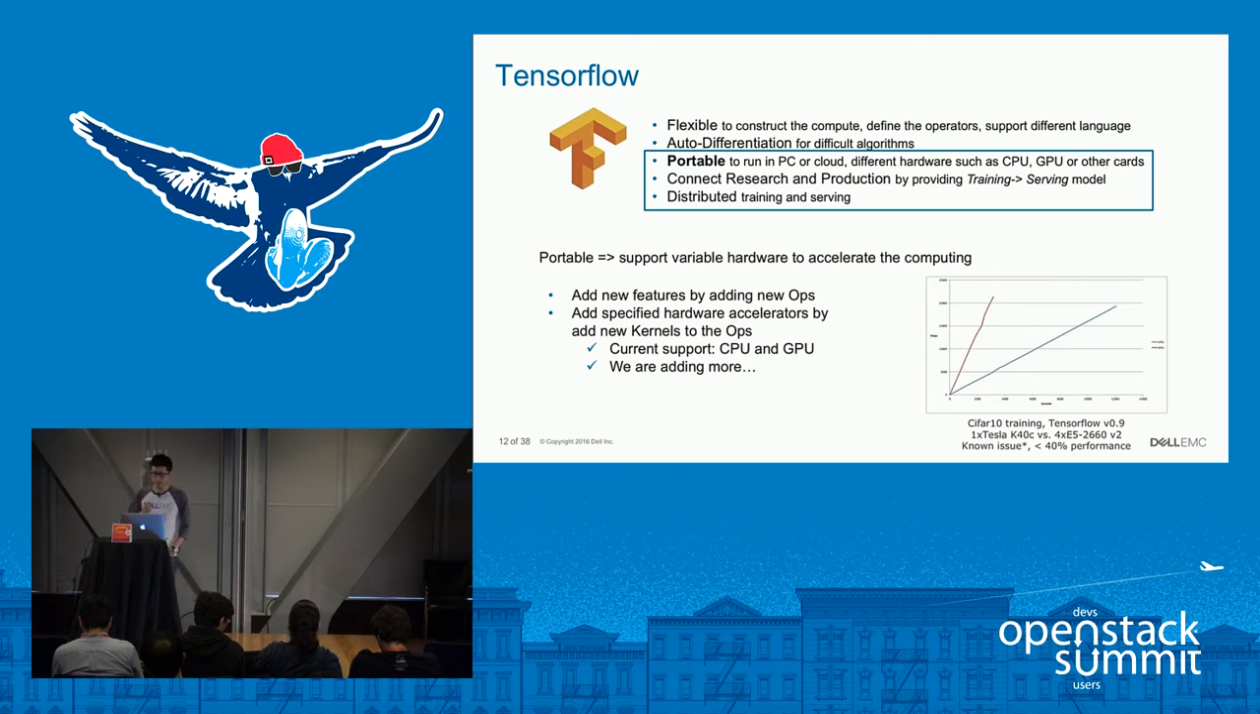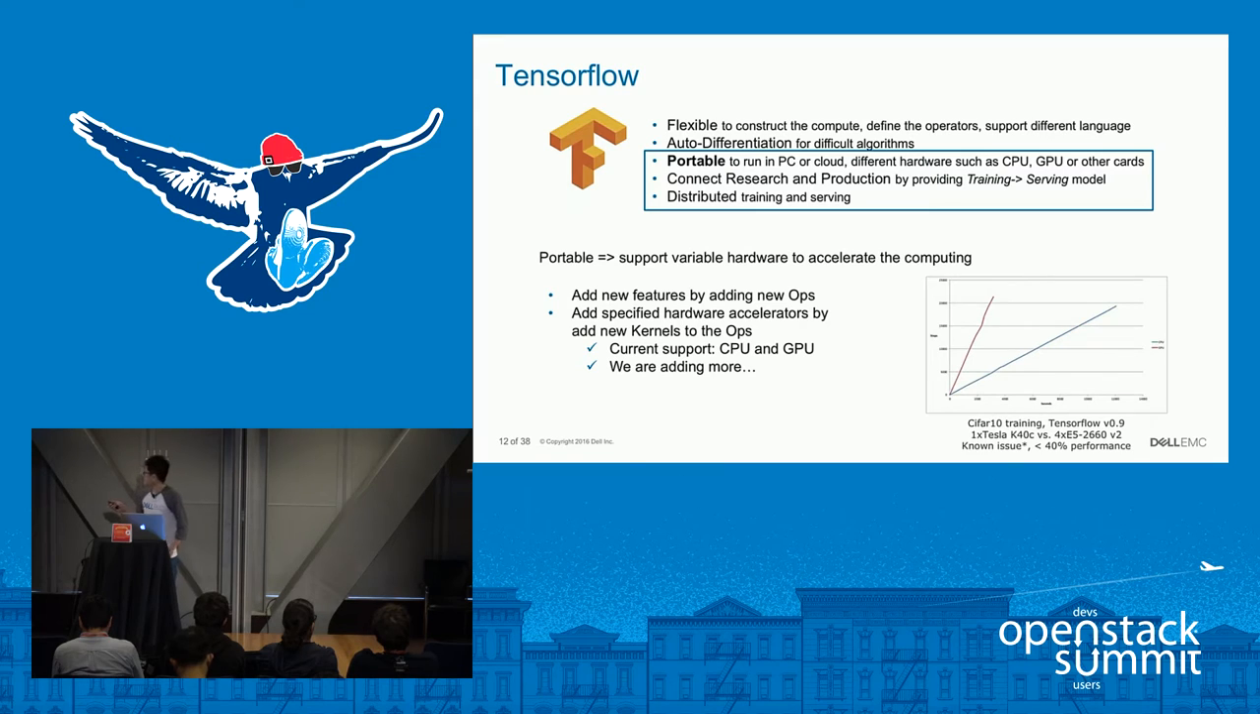First, there are two concepts here. The first concept is called ops. We can add new features by adding new ops, which is short for operators. For example, matrix multiplication is one operator, and we can add more different kinds of operators and add new features to TensorFlow. And it can also be extended by adding new kernels to ops. Currently it supports CPU and GPU, and we can add more later. And you can see that adding different hardware to TensorFlow can benefit the calculation capabilities.